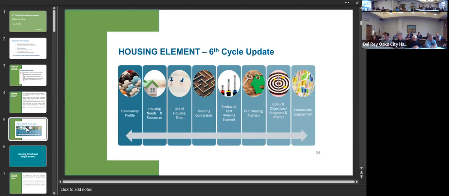So what we're trying to do in 2023 is catch up with the 5th cycle and 6th cycle. Right now, we're talking about the 6th cycle housing element. These are the different elements that are required: a community profile, background on what our needs are, the map and list of housing sites, housing constraints, which is a big part of our housing element, a review of past accomplishments the city has made, and the roadmap toward what programs should be developed and maintained for the next housing development.